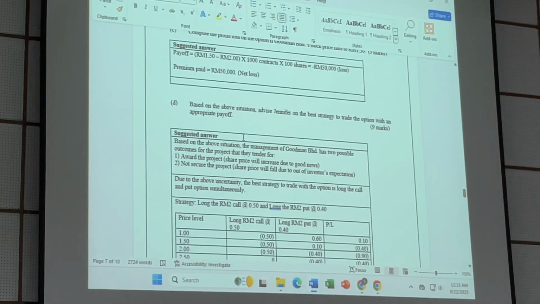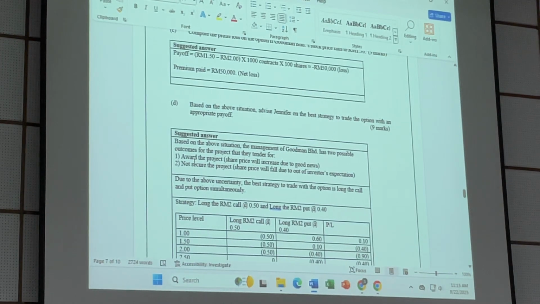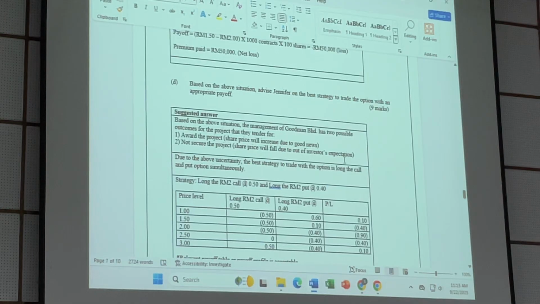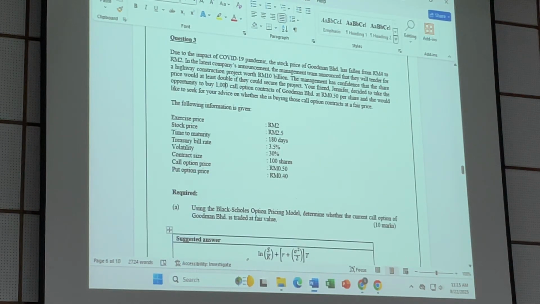Based on the above, advise Jennifer on the best strategy to trade the option with appropriate payoff. Okay, your friend Jennifer decided to take the opportunity to buy this one, and she would like to seek your advice on whether she should buy.